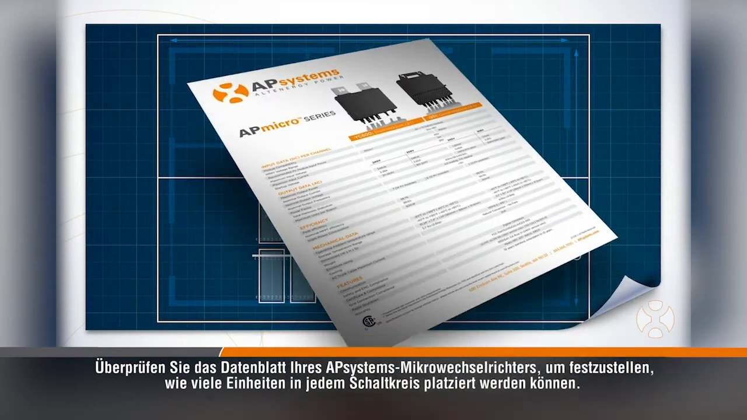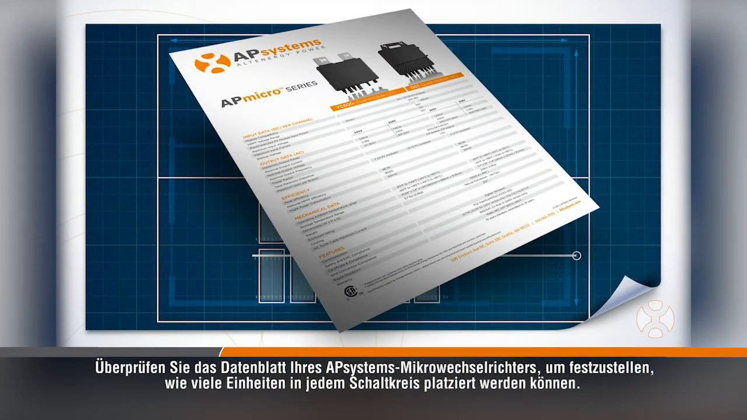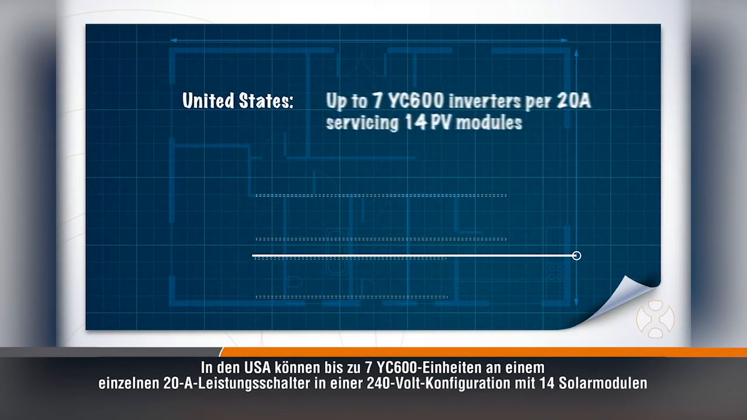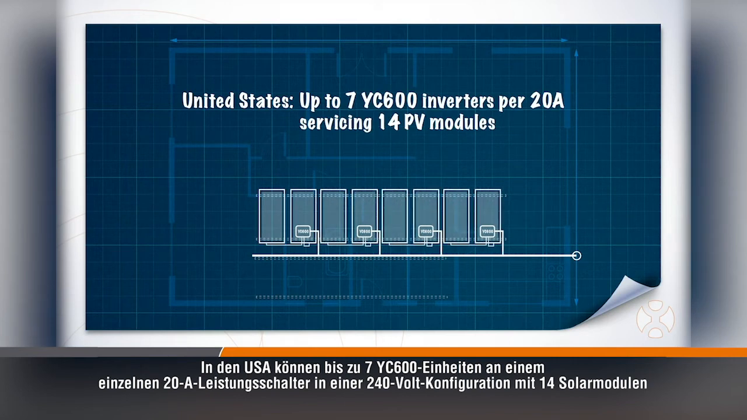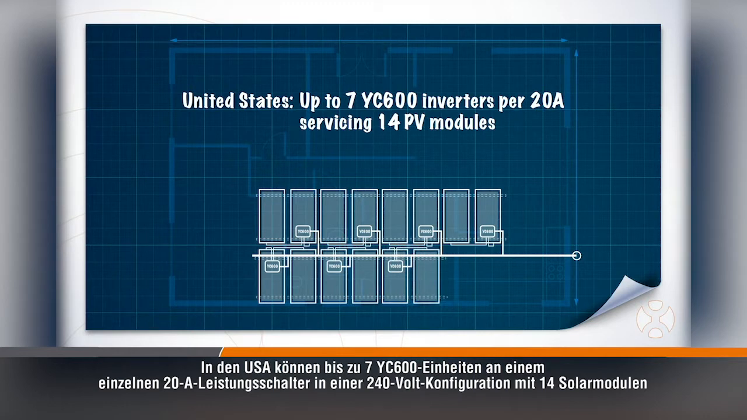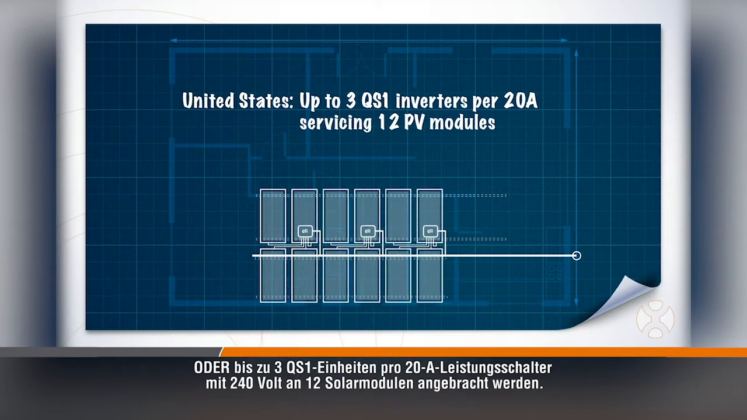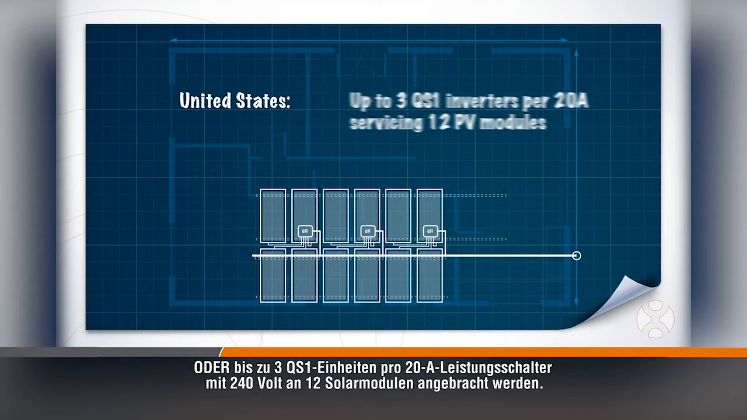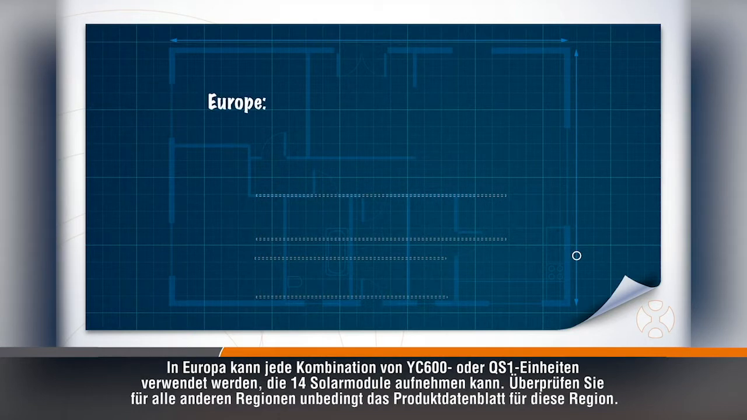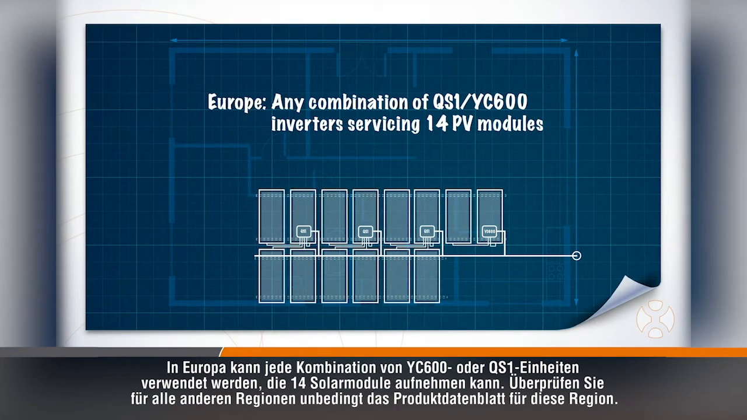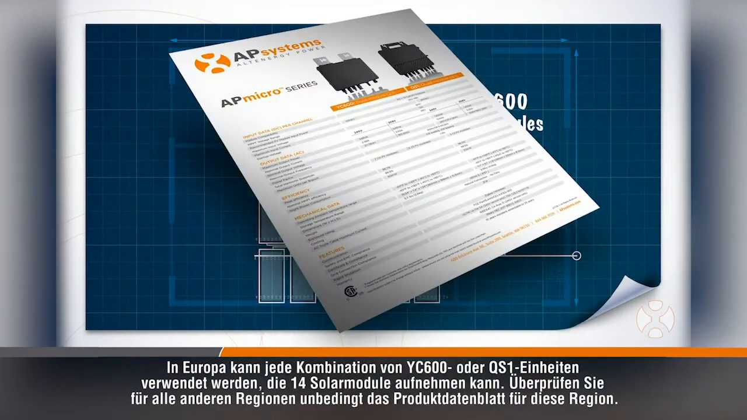Check your regional AP Systems microinverter datasheet to determine how many units can be placed on each circuit. In the US, up to 7 YC600 units can be placed on a single 20-amp breaker in a 240-volt configuration, which accommodates 14 PV modules, or up to 3 QS1 units per 20-amp breaker in 240 volts, which accommodates 12 PV modules. In Europe, any combination of YC600 or QS1 units that will accommodate 14 PV modules can be used. For all other regions, be sure to check the product datasheet from that region.